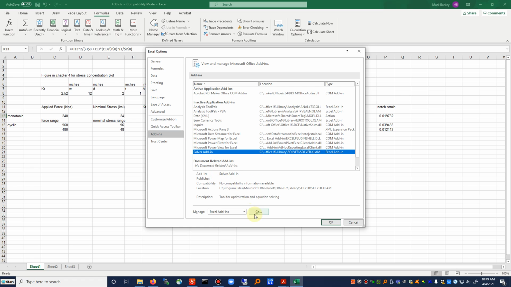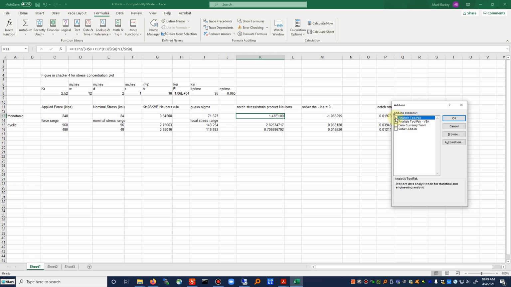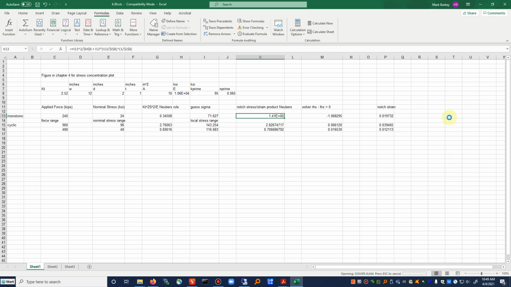Here's our solver add-in. So we're going to hit go for that, I believe. Okay, and I just like to add the analysis tool pack and this stuff as well as the solver. So again, I think I mentioned this previously, but the analysis tool pack can help you do some statistical analysis and things like that. So I'm going to hit go or OK.